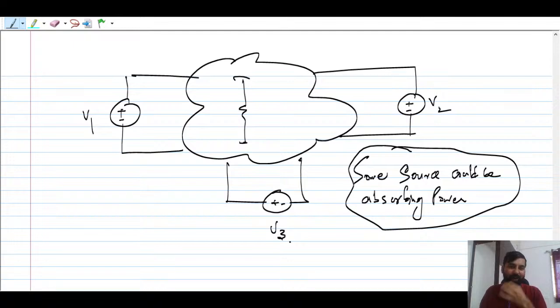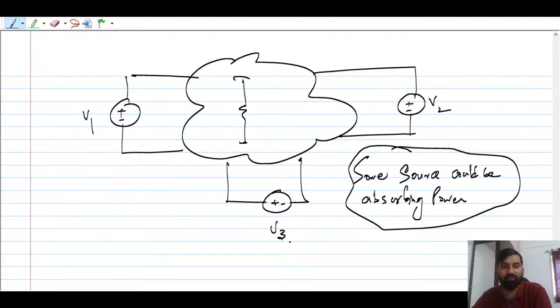But if there are many sources connected in a network, and the black box is made up of only resistors, then a situation comes up where the power can be absorbed also. So remember, they might ask questions like, what will be the power absorbed by that voltage source? So you have to find out. Delivered power will be positive, but absorbed will be negative, depending upon the current direction. That is very, very important.